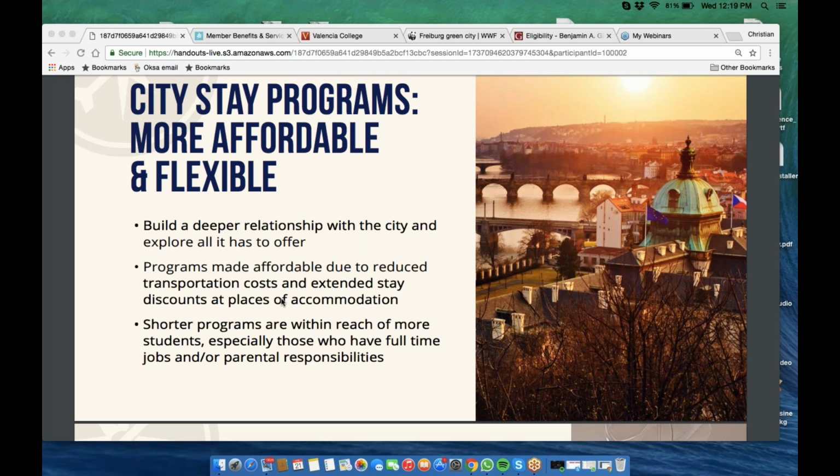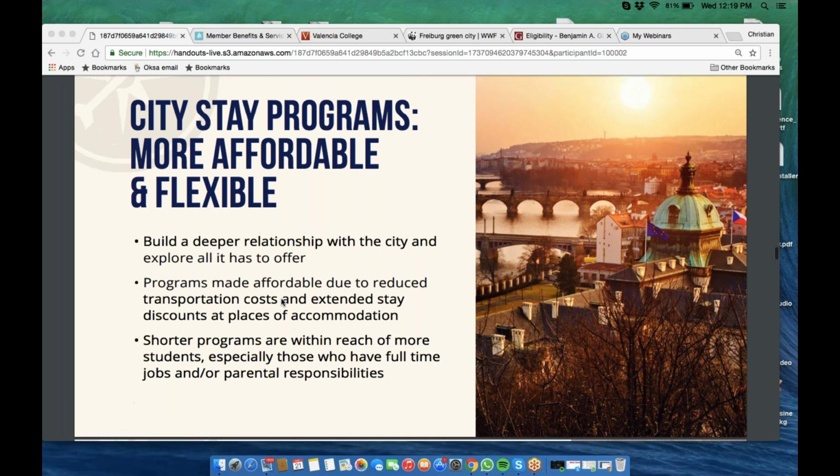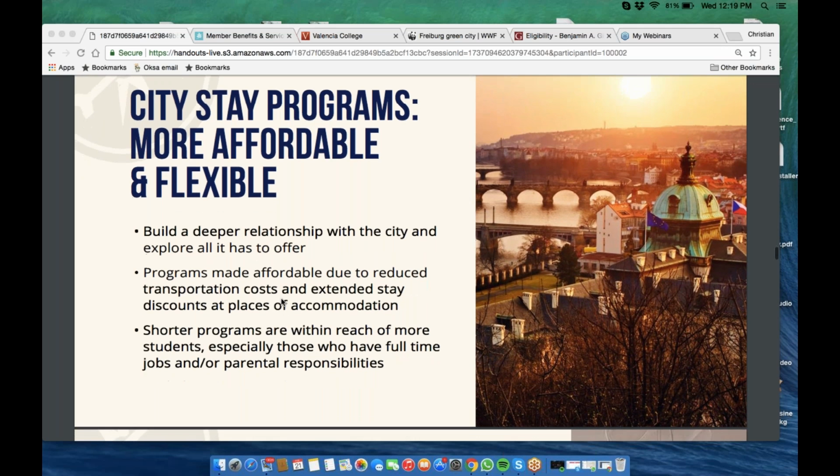Additionally, programs that are shorter, for example, if you run spring break programs that are 8 nights, these programs can allow the opportunity to more students who are working students who have family commitments. A lot of programs, especially over spring breaks, run from Friday to Sunday, which means that they're only going to miss a Monday to Friday in the work scene, and they're going to be able to take advantage of these opportunities. So city stay programs are ideal.